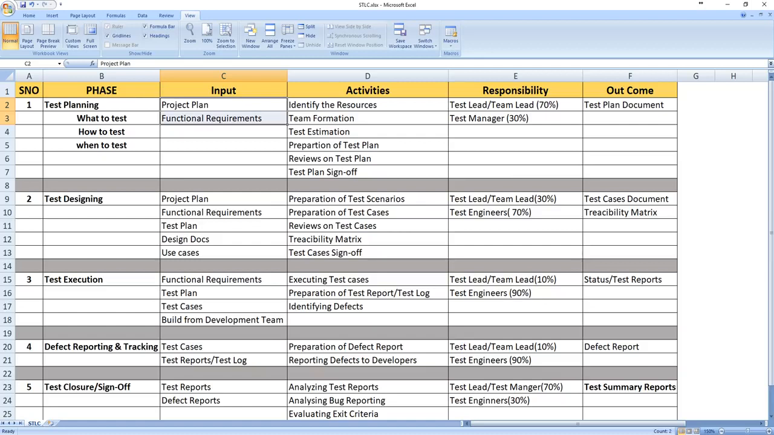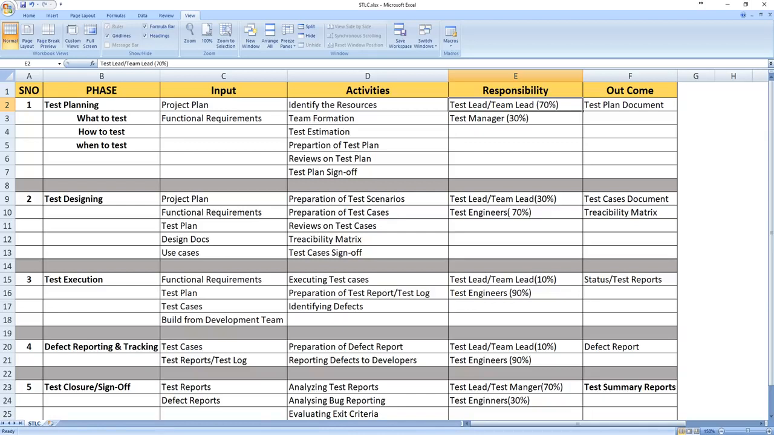So once we have these two inputs, what are the activities we need to perform as part of test planning? Identify the resources. These are all lead and manager level activities. So the test engineer's role is very less during test planning. I have noted here: the test lead or team lead role is 70% and the test manager role is 30%. But here the test engineer role is very less.